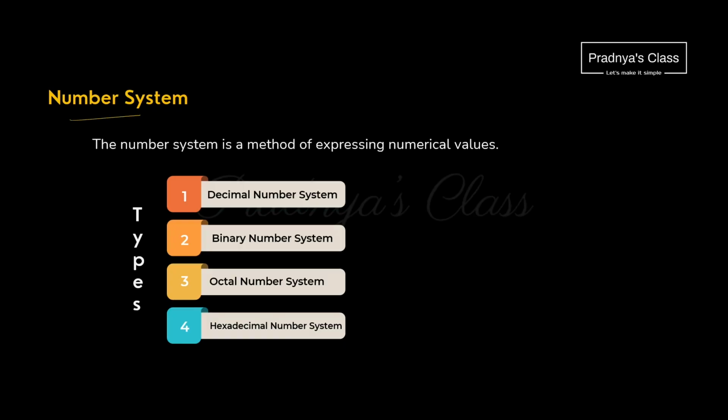Here is the first topic, that is number system. We are already familiar with two number systems, international and Indian. Our Indian number system uses the decimal number system, but apart from that we have three other number systems: binary, octal and hexadecimal. We understood different types of number systems, but what is it exactly? It's a method of expressing numeric values.